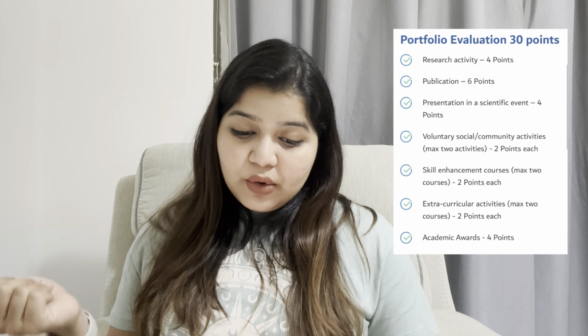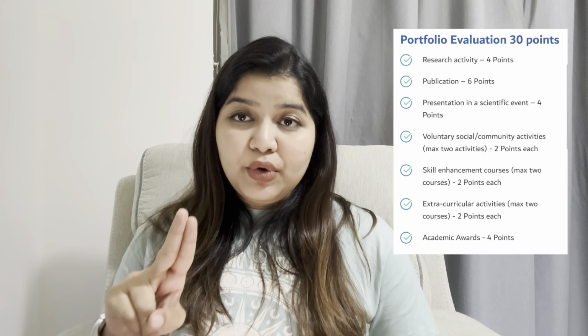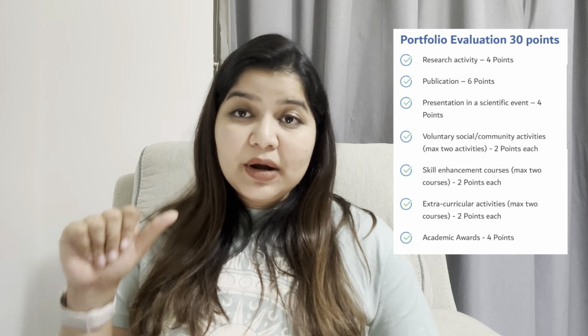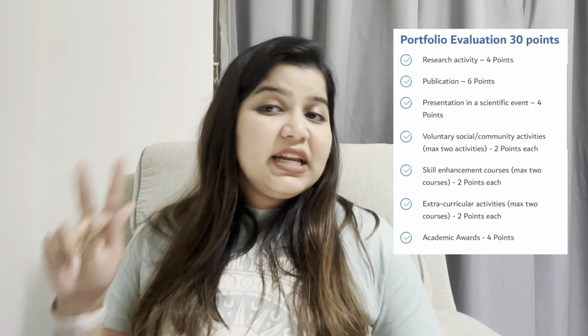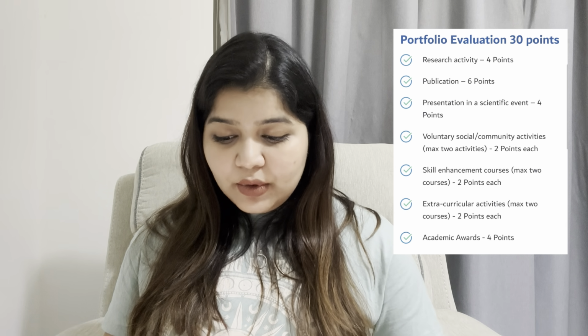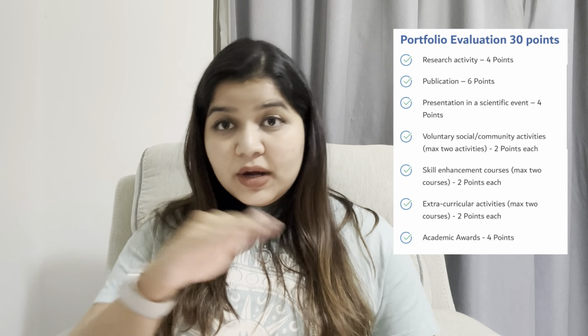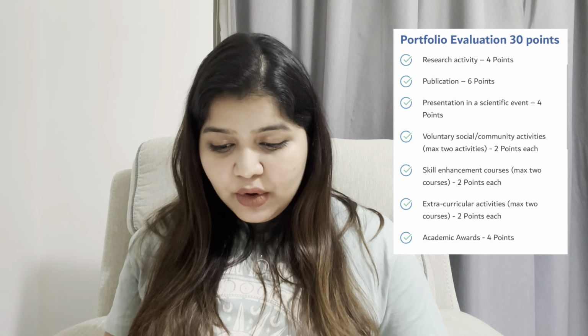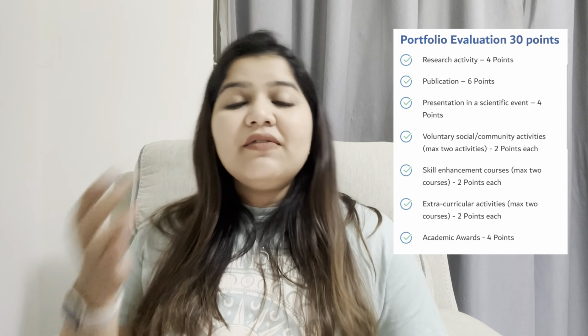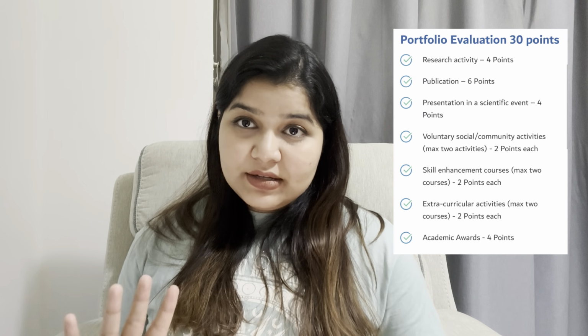Skill enhancement courses, again, same format, 2 points. So if you have 1 course, you get 1 point. 2 courses, you get 2 points. Anything more than 2, you don't get any more points. Okay. Same applies to extracurricular activities, 2 points capped at max. So 1, 2, and then no more if you have any more. And academic awards are given a total of 4 points. Okay. Now this is the breakup.